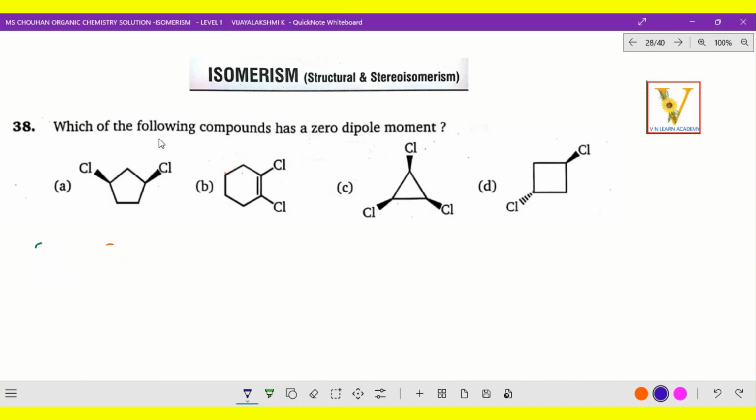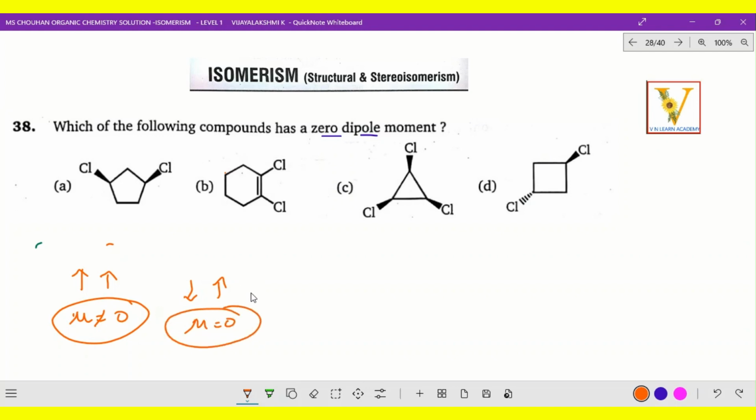Easy also. Which of the following compounds has zero dipole? They are asking for zero dipole. How do we identify? If the dipoles are in the same direction, mu is not equal to 0. If they are in opposite directions, mu is equal to 0. That you have learnt in the chemical bonding chapter only. Now come on.